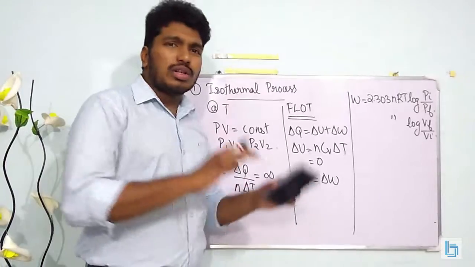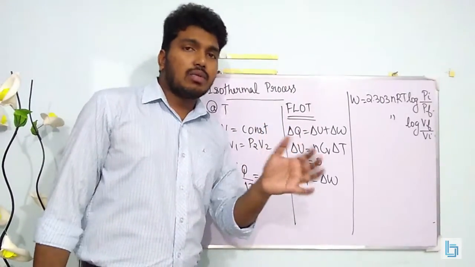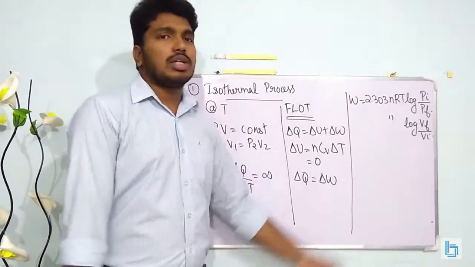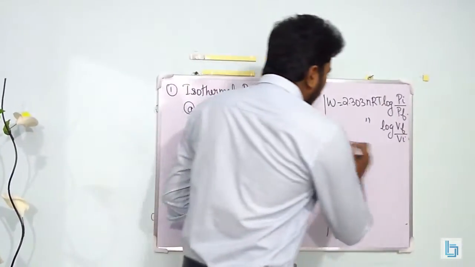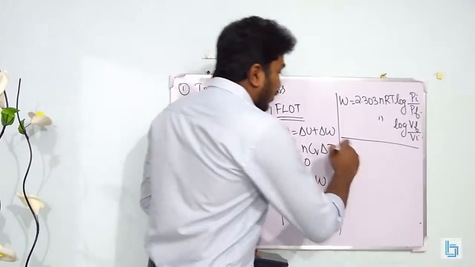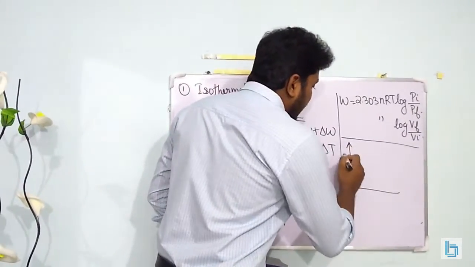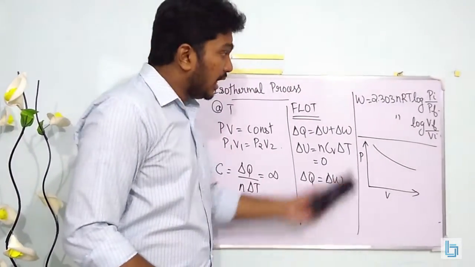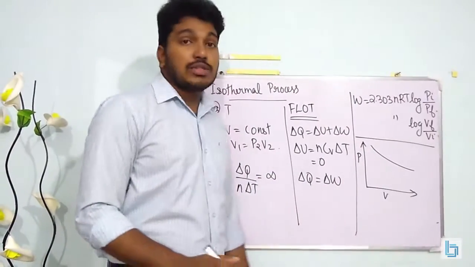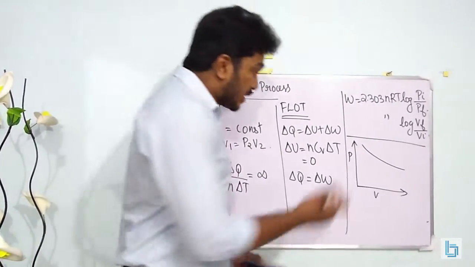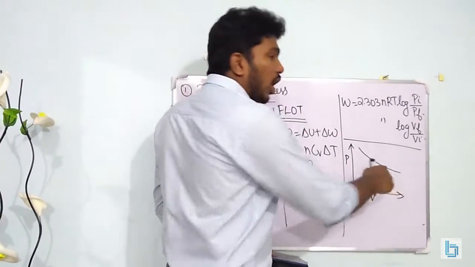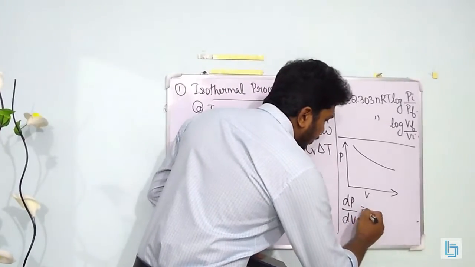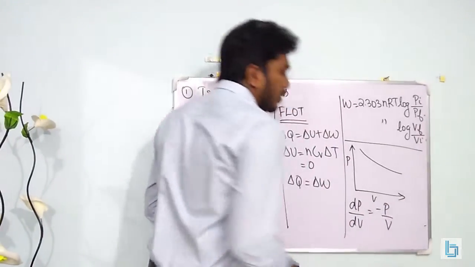Okay. Now almost all the state changes, such as ice getting converted into water and water getting converted into water vapor, are examples of an isothermal process. Okay. Now we can draw a PV indicator diagram for this. It will be something like this. That is a PV indicator diagram for an isothermal process. And the slope of the isotherm is given by dP by dV, which will be equal to minus P by V.